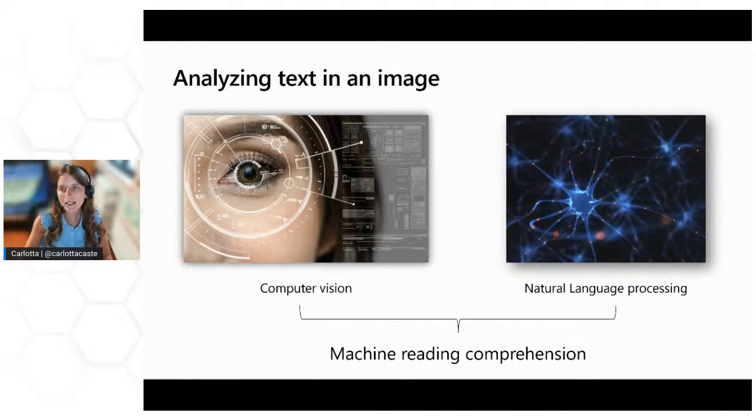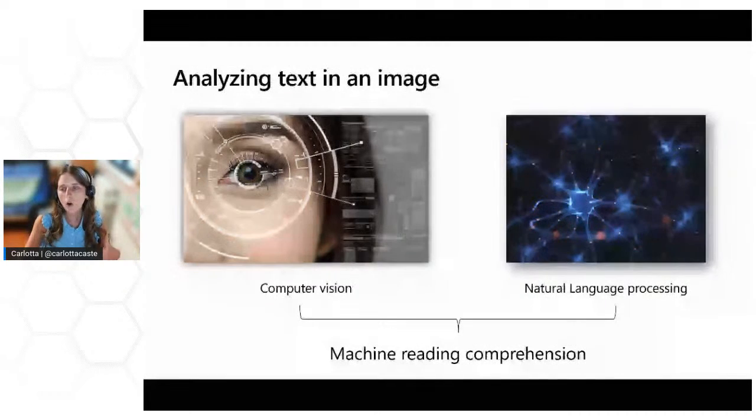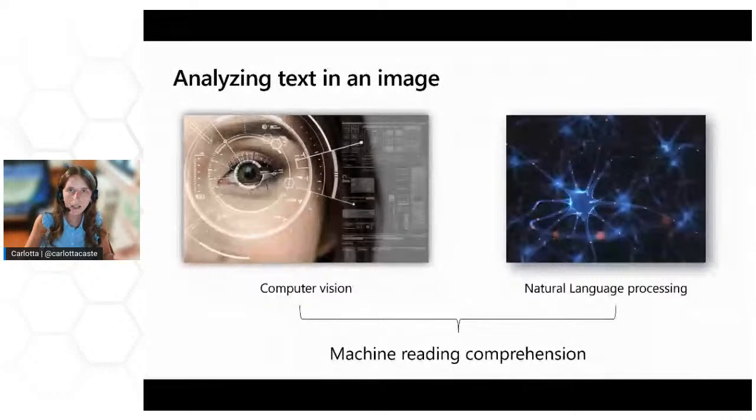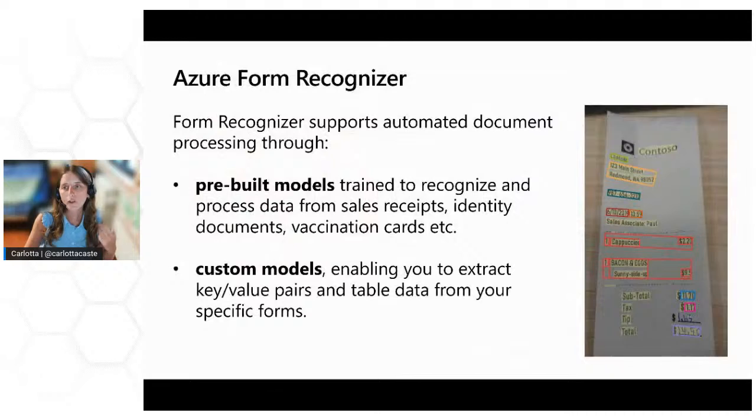And this is called machine reading comprehension, combining computer vision capabilities to read the text and then natural language processing capabilities to make sense of it. Or in other words, it combines optical character recognition with predictive semantic models to interpret what the extracted text is about. So the Azure Form Recognizer provides intelligent form processing capabilities that you can use to automate the processing of data in documents such as forms, invoices, and receipts.